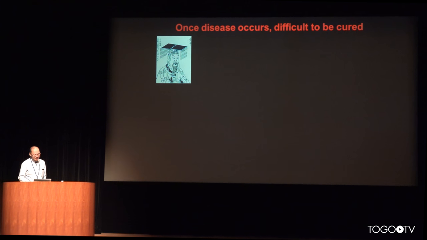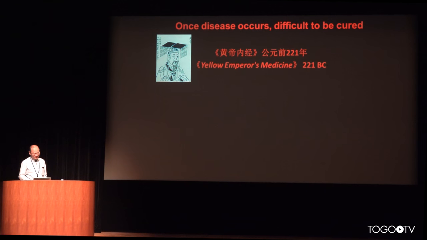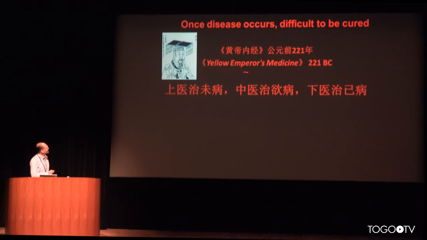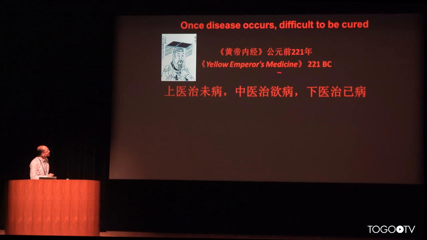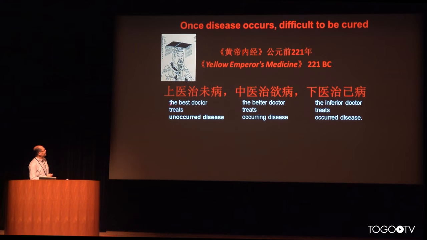For this topic, we can trace back 2,000 years. We have a very good book called the Yellow Emperor's Medicine, from 200 BC. It says the best doctor treats the unoccurring disease, the better doctor treats the disease about to occur, and the inferior doctor treats the occurring disease. So based on this standard, our modern medical doctors are considered at a very low level, since they treat the occurring disease. It's a joke.